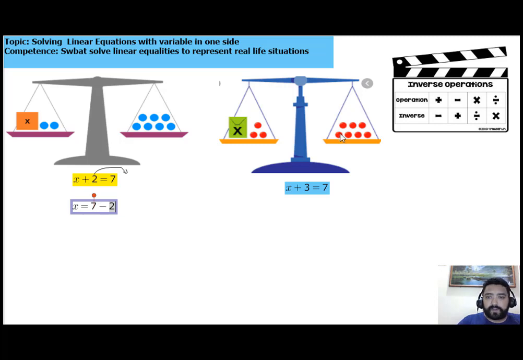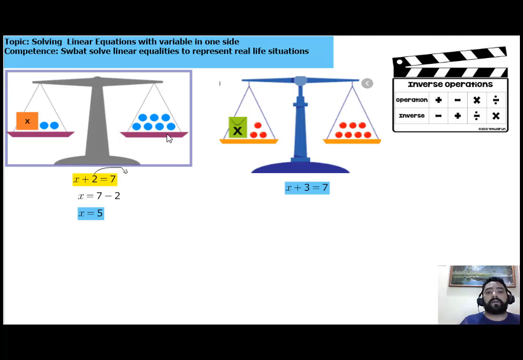Why minus 2? Because this is positive, and remember the inverse operation of addition is subtraction. Then we subtract 7 minus 2, combining like terms because both are constants. 7 minus 2 is equal to 5, and we already solved this equation: x equals 5. What does this 5 represent? The number 5 represents this unknown quantity. If you substitute this 5 instead of x, we have 5 plus 2 is 7, and on the other side we have 7, so we keep the scale balanced.